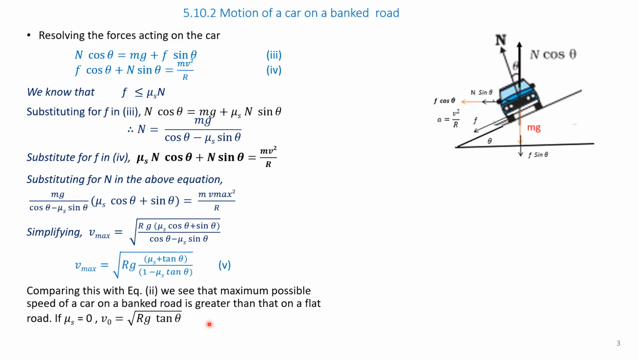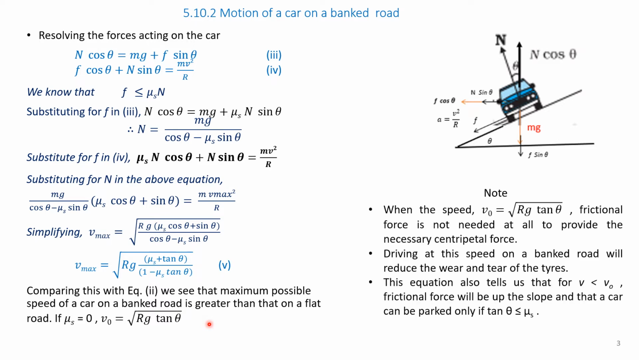There are certain important points regarding this equation. When the speed v naught is equal to square root of Rg tan theta, frictional force is not needed at all to provide the necessary centripetal force. Driving at this speed on a banked road will reduce the wear and tear of the tires. This equation also tells us that for the value of v less than v naught, the frictional force will be up the slope, and that a car can be parked only if tan theta is less than or equal to mu s.